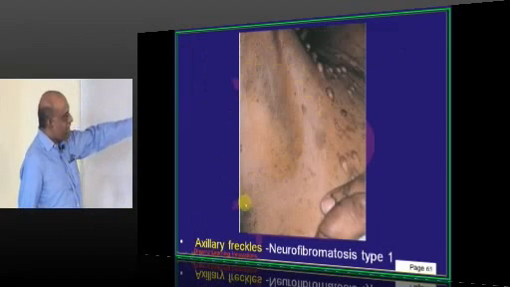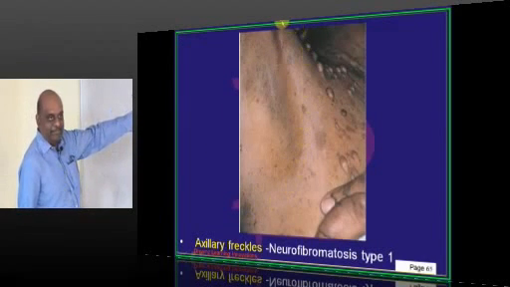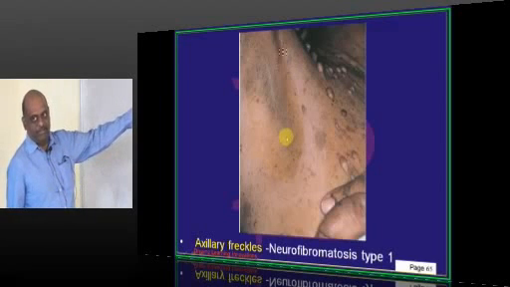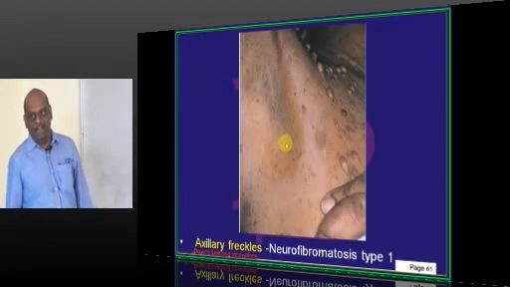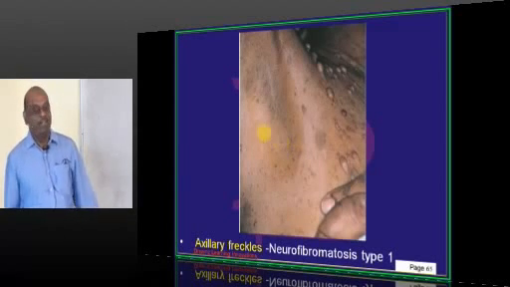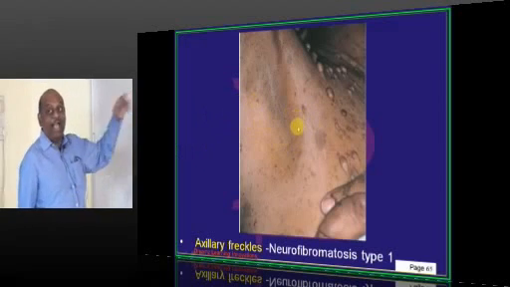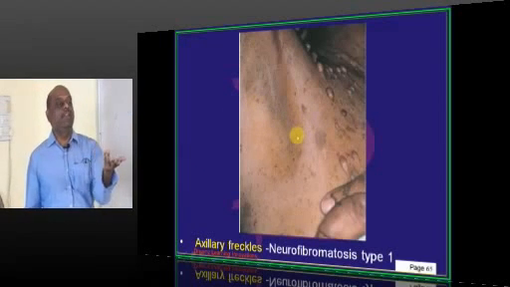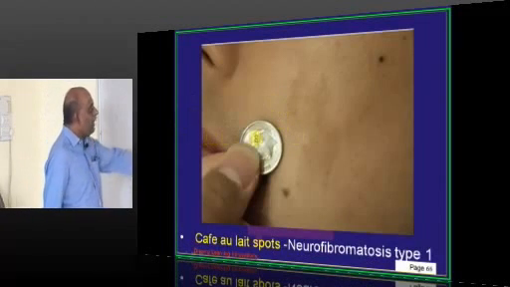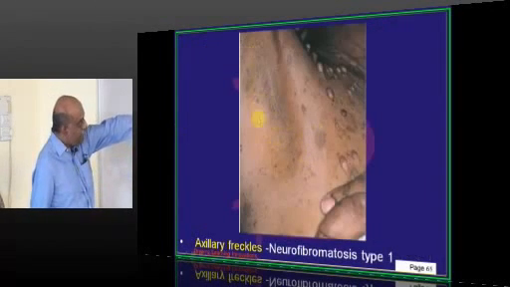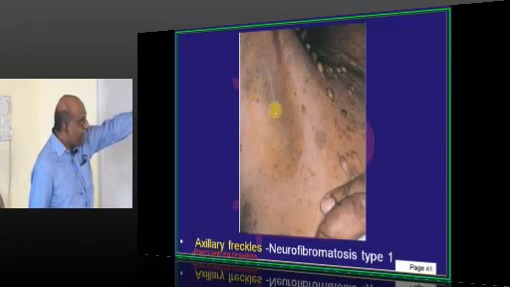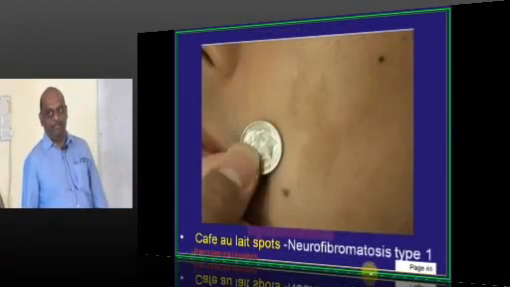Then this kind of picture is called axillary freckling. This is the axilla, be very sure. I know that reading in the reading room you lost the basic senses of limbic system also. So we are talking about the axilla, axillary freckles. So where do we find them? Neurofibromatosis. I am not talking about the neurofibromas, but this freckling which you are seeing is axillary freckling.